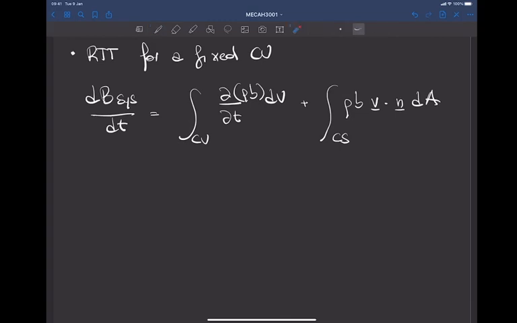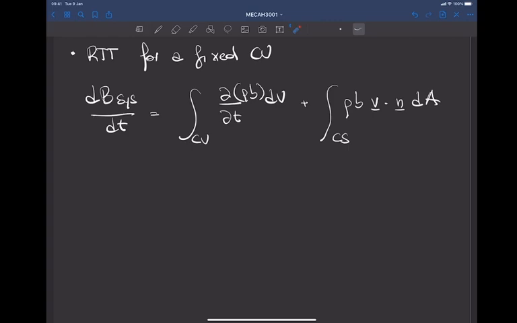And the interpretation of this is quite simple. It's the same as we have done for the simple one inlet, one outlet case. The variation of the system property in time is the variation of the system property in the fixed control volume, plus the variation due to the inflow and outflow of the property across the control surface. Now, we can also generalize this formulation by making the following consideration.